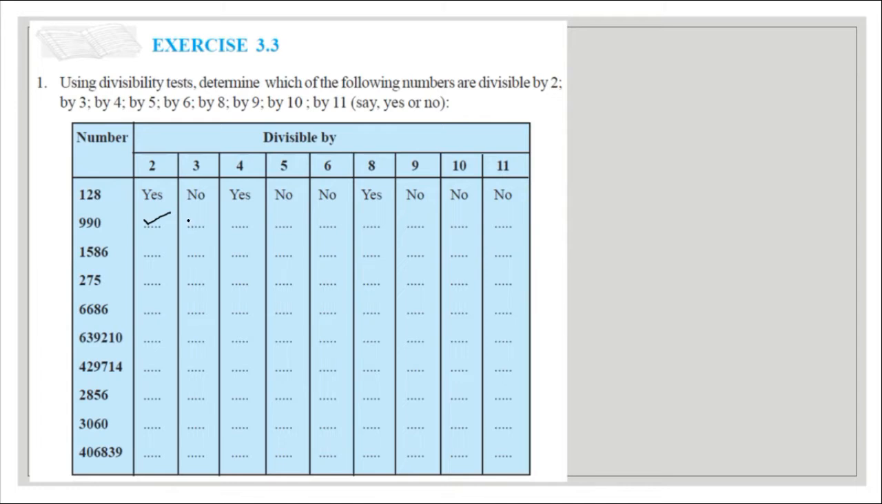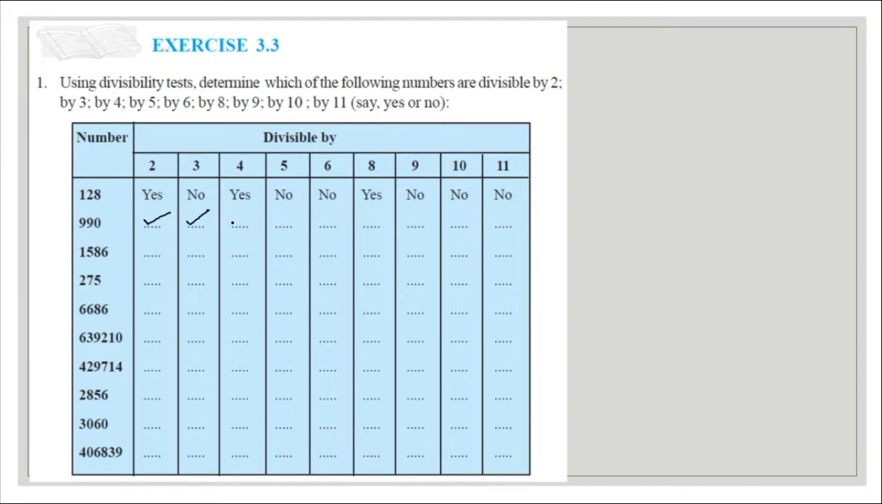Is 990 divisible by 3? To check that, we need to add the digits. Here 9 plus 9 is 18, plus 0 is 18, so 18 is divisible by 3. Hence, the given number 990 is also divisible by 3.